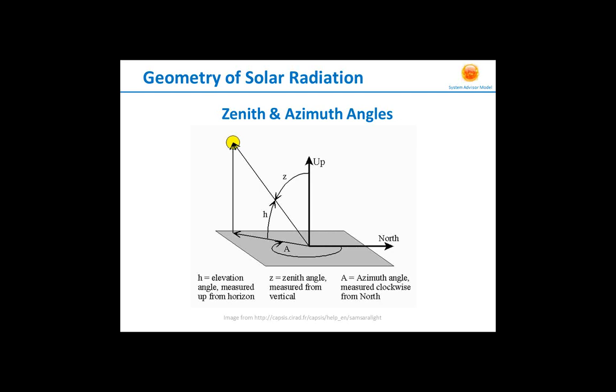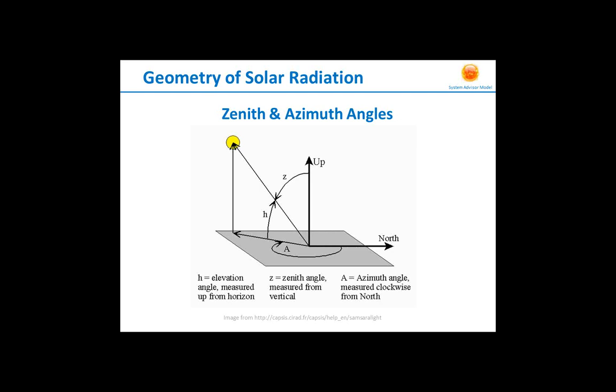So in order to completely describe the position of the sun relative to a location on the ground at that moment, we use two angles, the zenith angle and the azimuth angle. The zenith angle indicates how high in the sky the sun is. It's defined as the angle between a vector normal to the Earth's surface at a given location and a vector connecting the Earth and the sun at that same location, meaning that small zenith angles indicate that the sun is directly overhead, and large zenith angles indicate that the sun is close to the horizon.